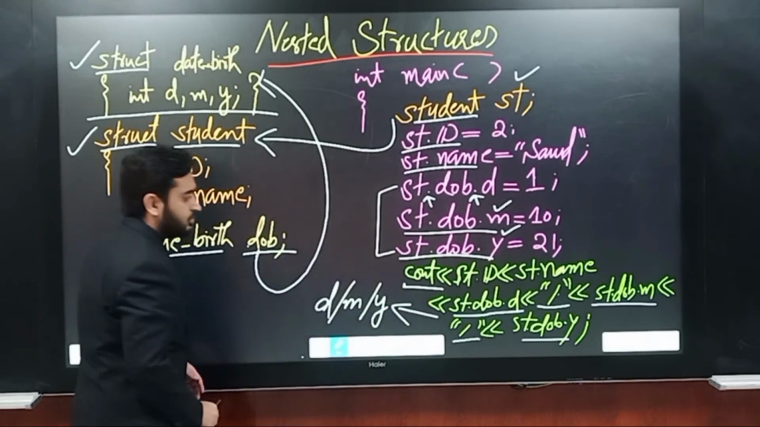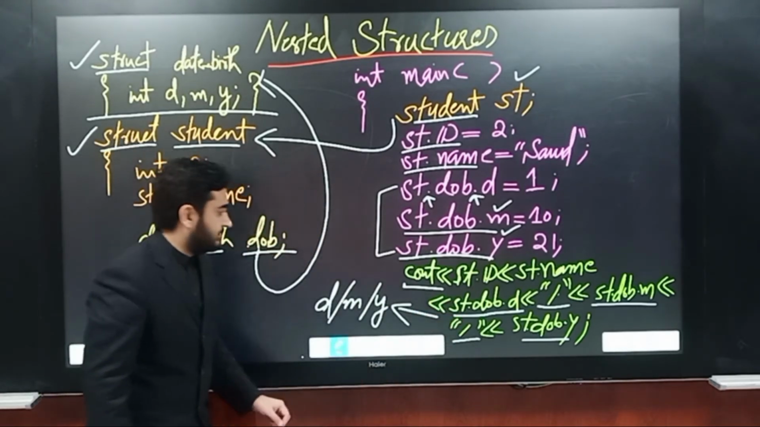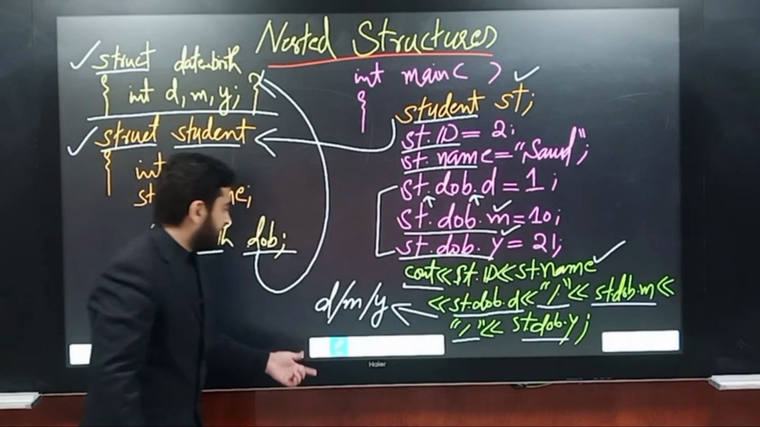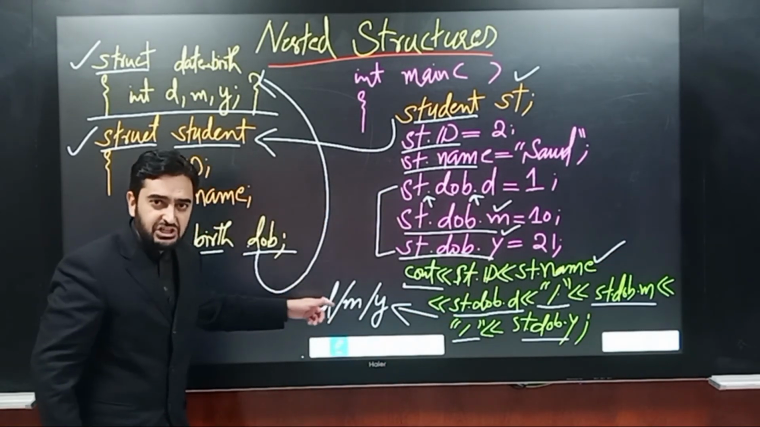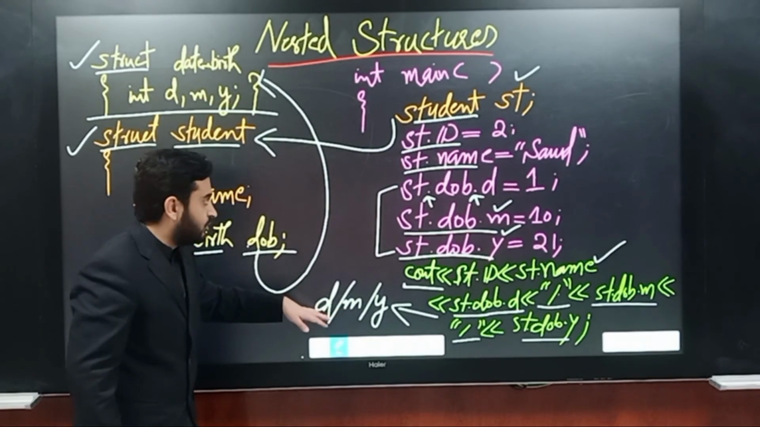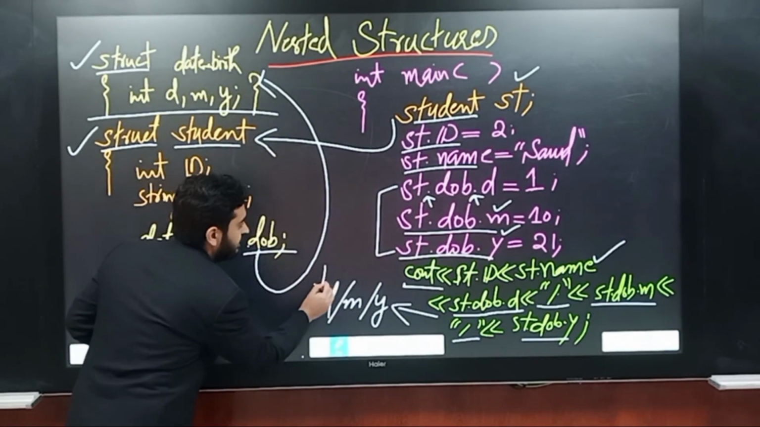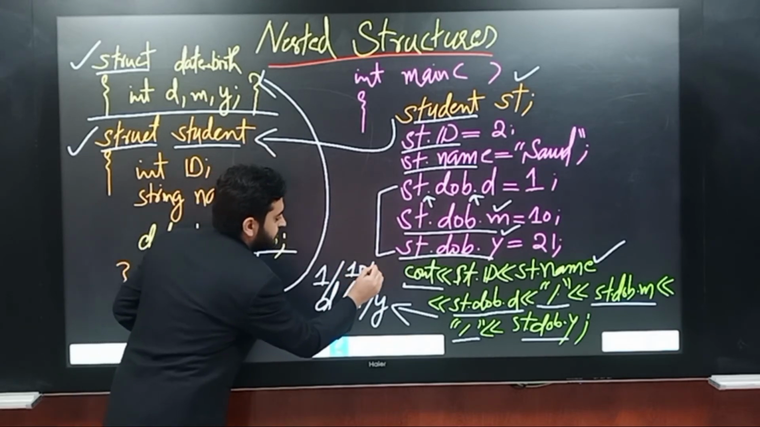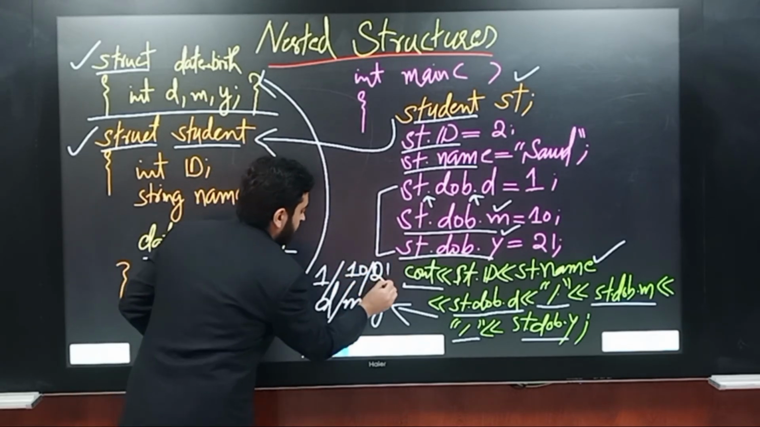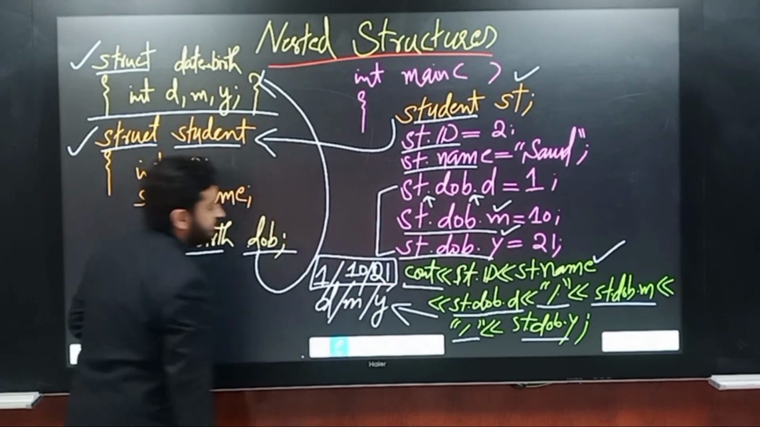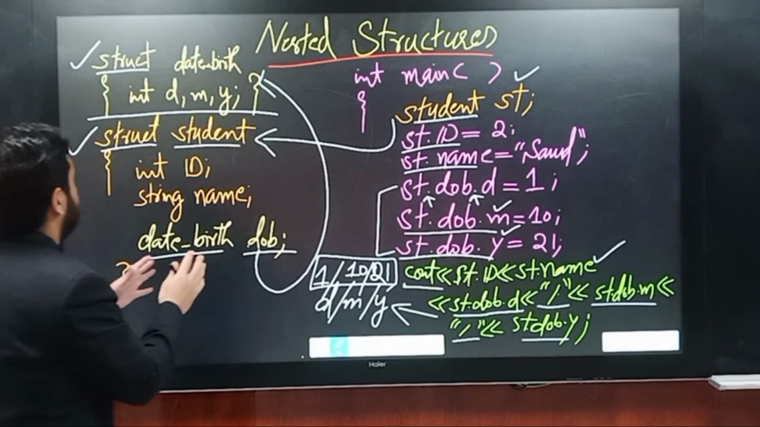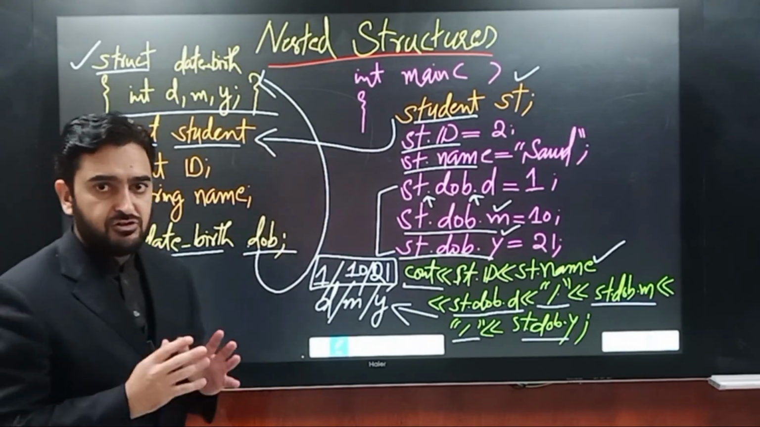So the output of this statement, the remaining statement after this one, will be like this. It will not be d, m, y, but actually here you will see the values 1, 10 and 21. So these values will be printed on the screen in this format. So this is known as nested structure.